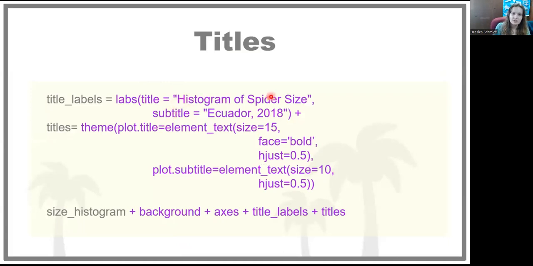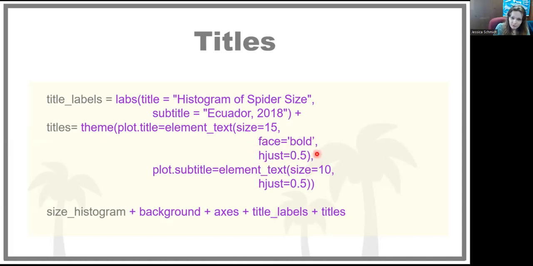So I want my title to be histogram of spider size, subtitle Ecuador 2018. And I'm going to call that title labels. So I'm storing that in there. And then if we want to customize the text, remember we have element text, which is for that, which is distinct from element rectangle and our element line. So I'm going to call titles, all of this, and it's going to be theme. Our plot title should be an element text. I want to make it nice and big, size 15 and bolded. And here we have a parameter hjust.